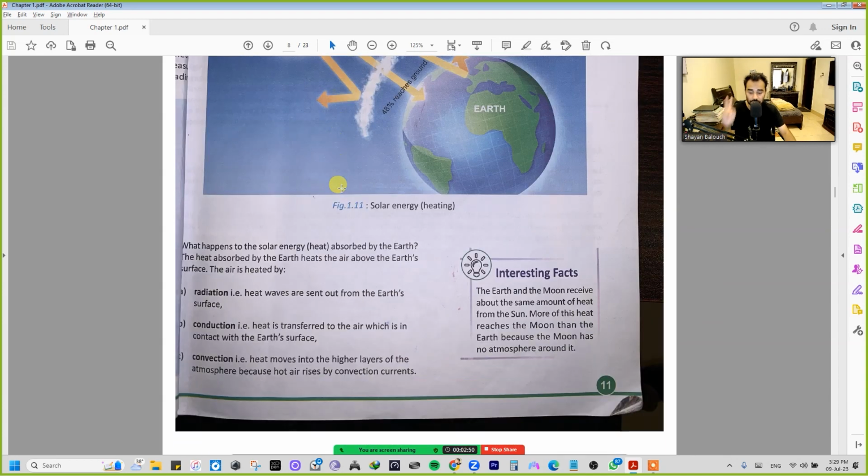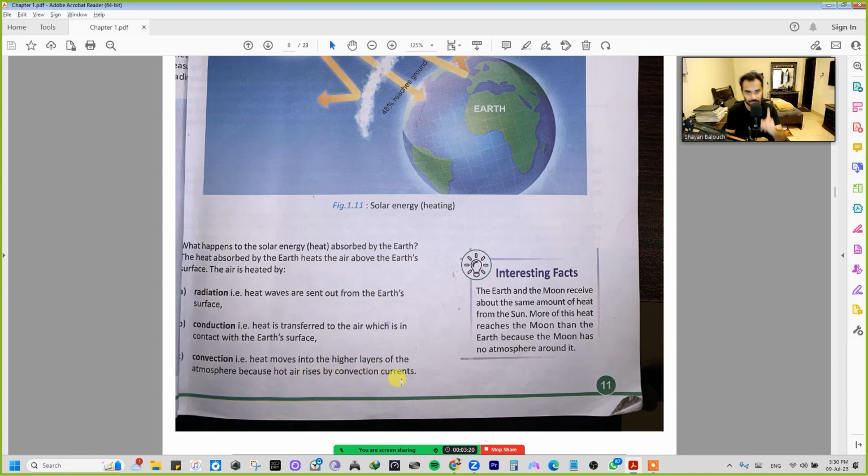Number one point. Number two point is conduction. Heat is transferred to the air which is in contact with Earth's surface. Now conduction is saying that heat is transferred to the air which is in contact with the Earth's surface. Now there is not a very big difference between this and radiation, alright, just to make you understand on your level. And adding more to that, convection. Heat moves into the higher layers of the atmosphere because hot air rises by convection currents.